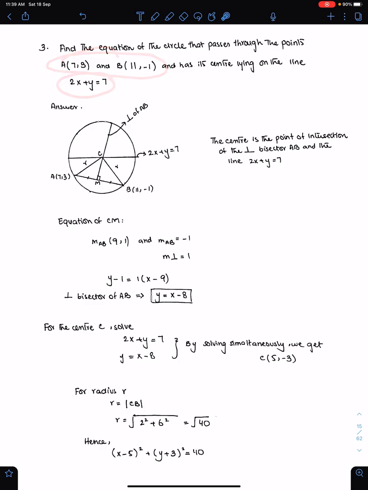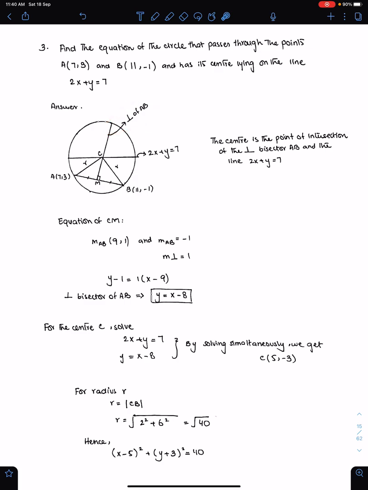the coordinates of the center. So first we need to get the equation of the perpendicular bisector of this chord AB. This is the chord, this is the perpendicular bisector of AB. This line is here. This is the rough sketch. So center is the point of intersection of this line and the perpendicular bisector of AB. So by solving this equation and this equation simultaneously, we can get the center. So first we need the equation of this bisector.